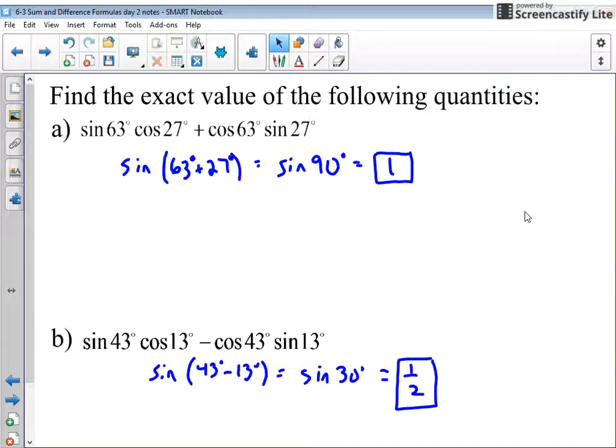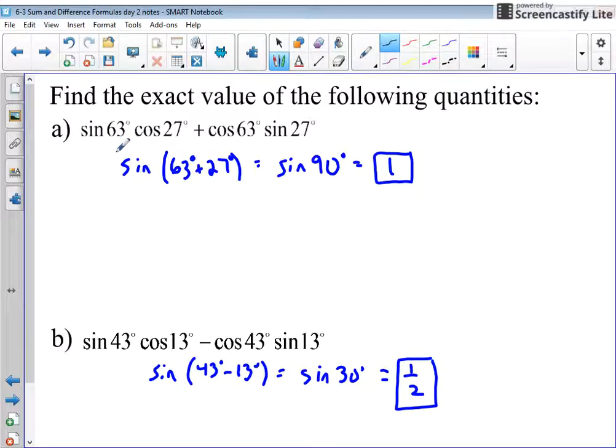So what you might want to do is pause this and then write down what you see, and then I can explain some things so that you're not writing and talking at the same time. Totally up to you what you want to do. So what I did here, we were supposed to find the exact values of these expressions.